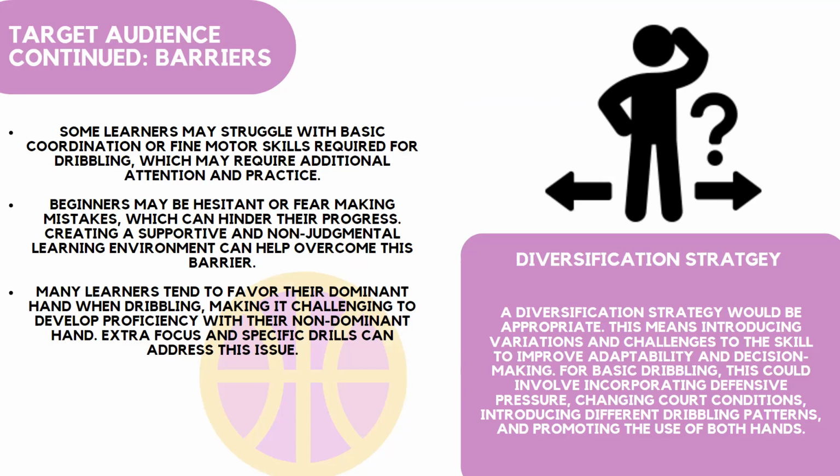As for the diversification strategy, it would be appropriate. This means introducing variations and challenges to the skill to improve adaptability and decision making. For basic dribbling, this can involve coordination, defensive pressure, changing court conditions, introducing different dribbling patterns, and promoting the use of both hands. So dribbling left to right, it's a great drill for most beginners. Like I mentioned before, cones, people, chairs, that's all stuff that I used when I played basketball competitively.